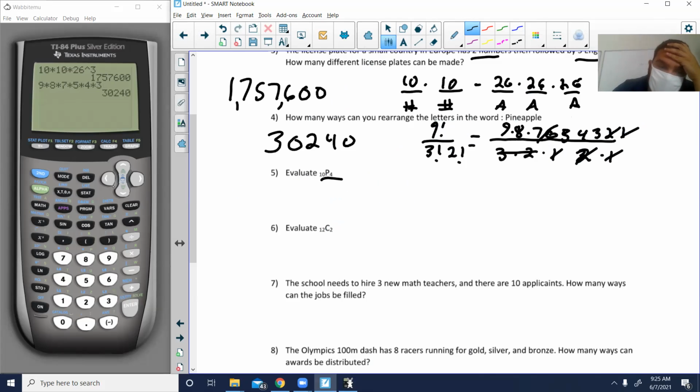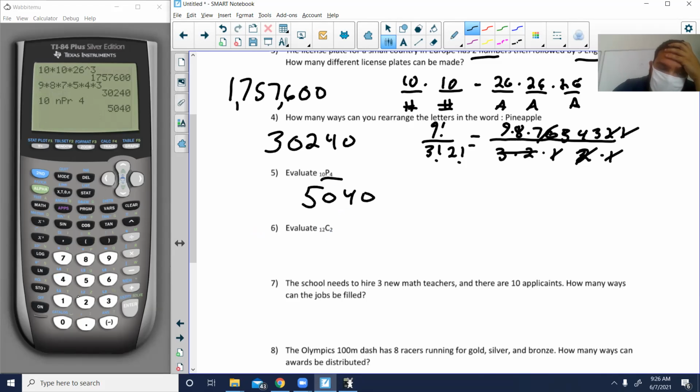All right, 10P4 thing. Here, you can literally use the calculator, click math, go to the left to probability, and then nPr. So then you have to put the first number in. I forgot to put that. So 10, math, option nPr, so that's option 2. 4, you click enter, boom, you literally have your answer, 5040.